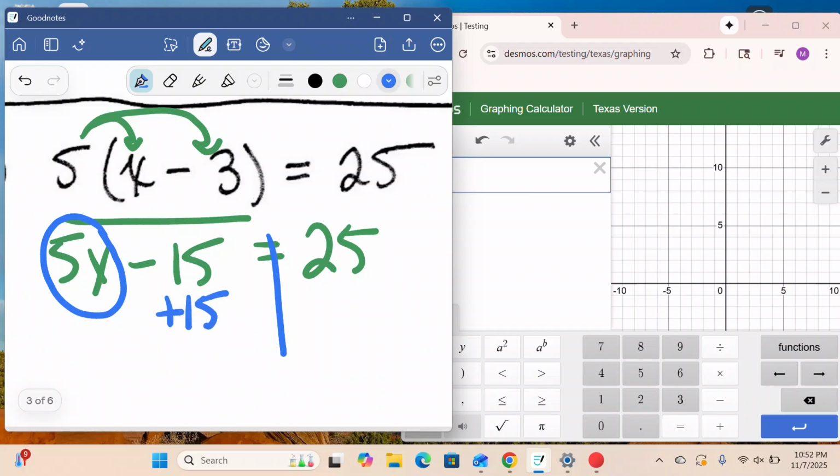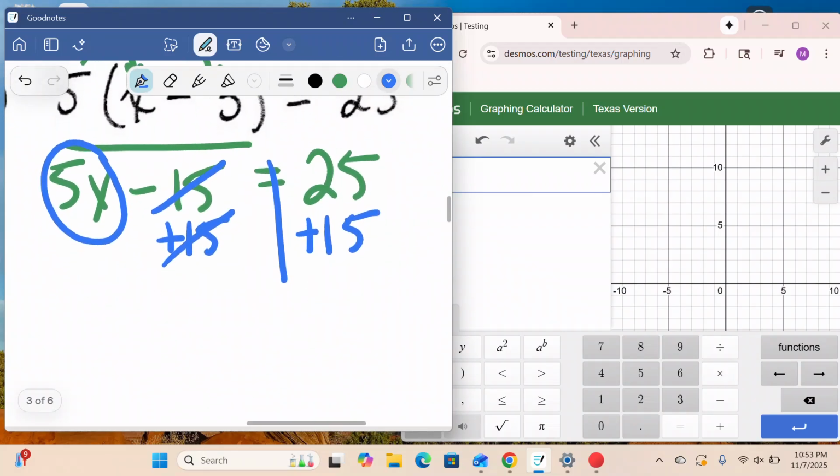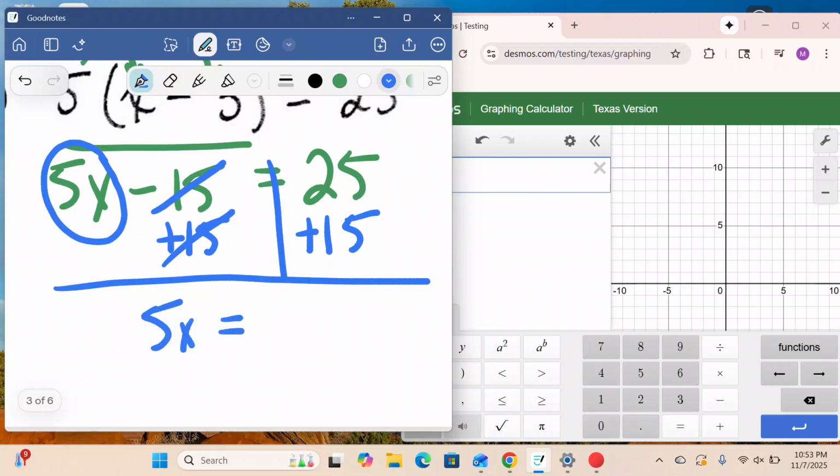But if I add 15 to the left side, I have to add 15 to the other side of the railroad track. Because what I do to one side, in order to balance the equation, I have to do to the other. So I have a negative 15 and a positive 15. I get rid of that. And that gives me a 5x. And of course, I like to draw my line. I'm going to leave the 5x by himself, which equals a total of 25 plus 15, which gives me 40.